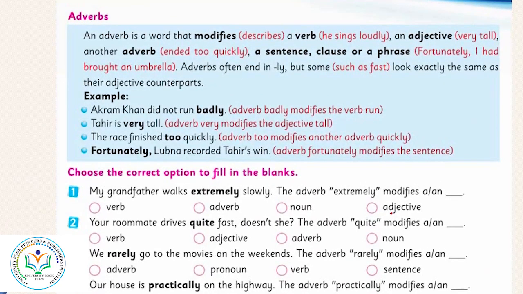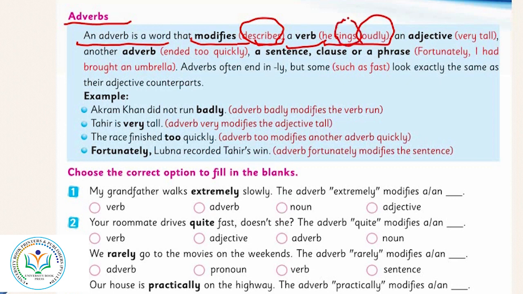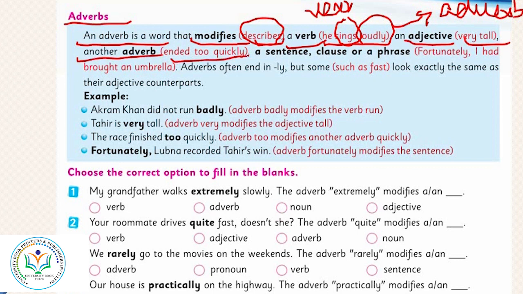Look here, page number 77 of your textbook. Adverbs. An adverb is a word that modifies, describes. Modify means describe. A verb: he sings loudly. This is an example of an adverb. Here the word sings is a verb and loudly is an adverb. The adverb loudly is modifying the verb sings. An adjective: very tall. Another adverb: ended too quickly.